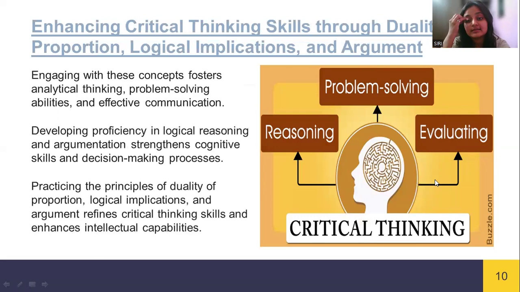Enhancing critical thinking skills through duality of proportion, logical implications, and argument. Engaging with these concepts fosters analytical thinking, problem-solving abilities, and effective communication. Developing proficiency in logical reasoning and argumentation strengthens cognitive skills and decision-making processes. Practicing the principles of duality of proportion, logical implications, and argument refines critical thinking skills and enhances intellectual capabilities.